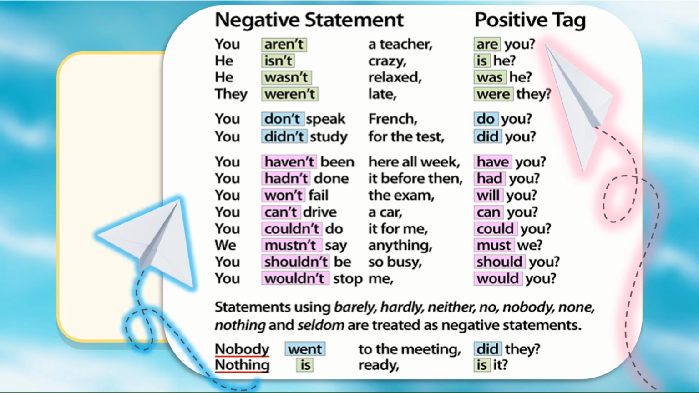When the statement contains a word with a negative meaning, the question tag needs to be positive. Another example: "He hardly ever speaks, does he?" Or "They rarely eat in restaurants, do they?" So if you have a word that has a negative meaning, you must use a positive tag, right?